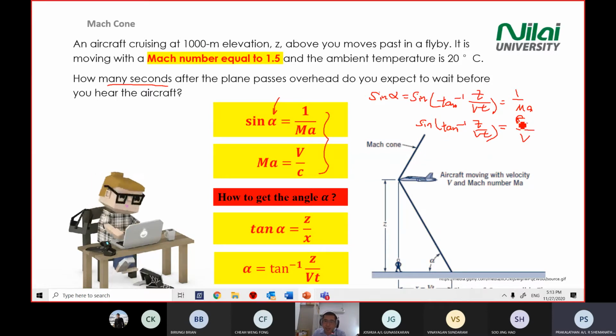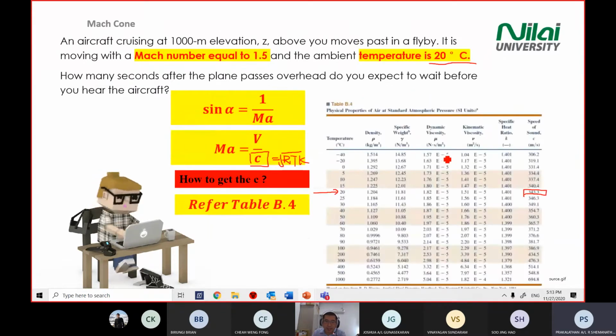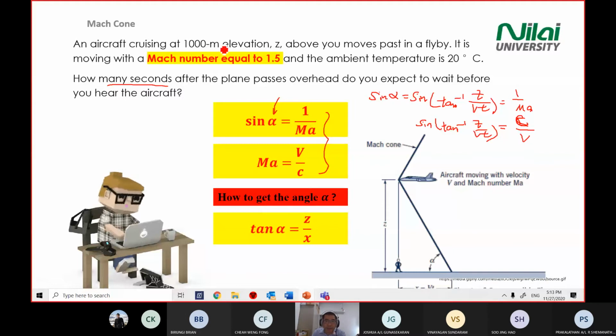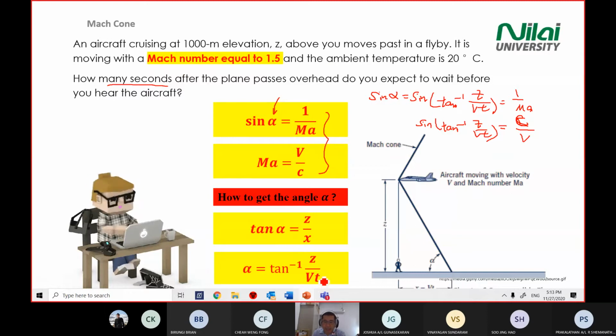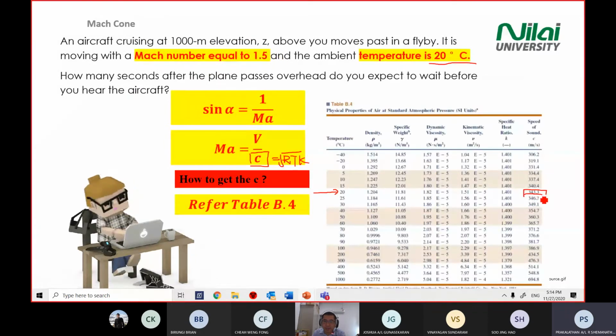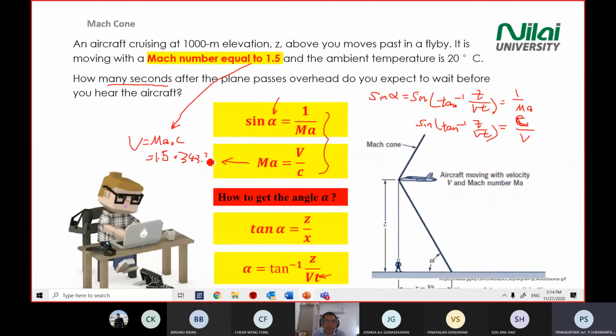This one you know. What do you have? You have the alpha. You don't have the time, but you have the velocity, correct? How do you find V? From the Mach number, V equal to Mach number times C. Mach number is given in the question, 1.5. C you found from the table, 343.3. You have your V already.